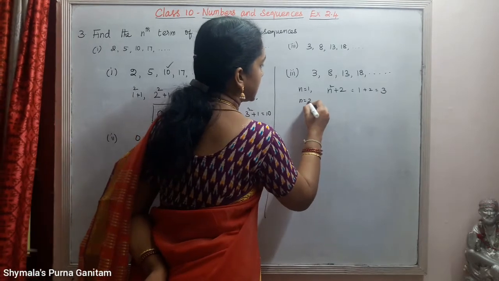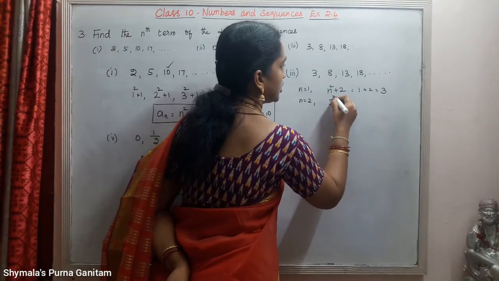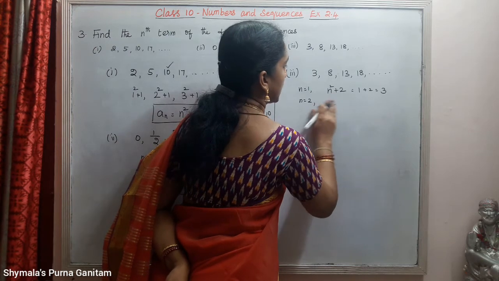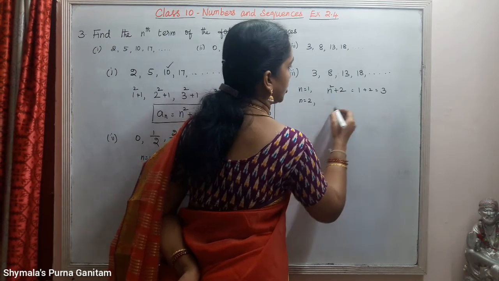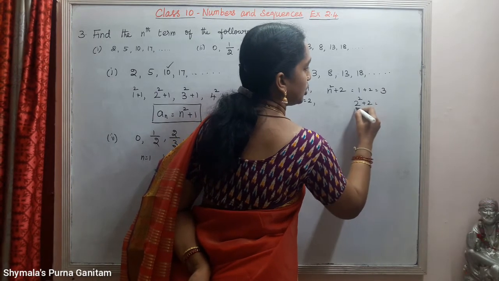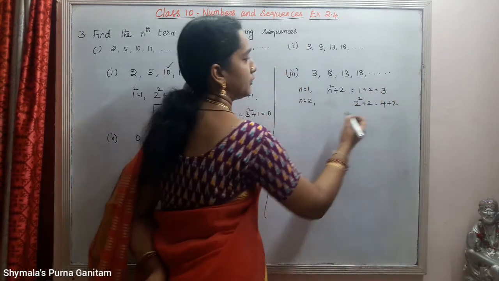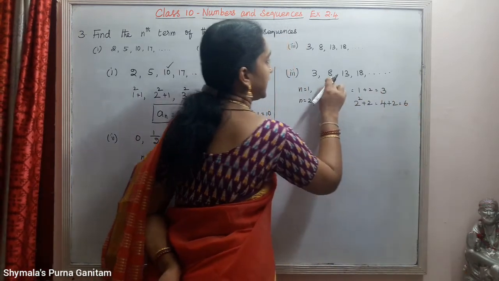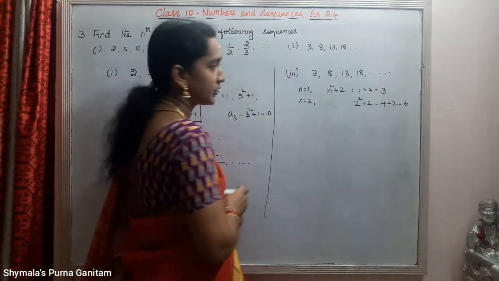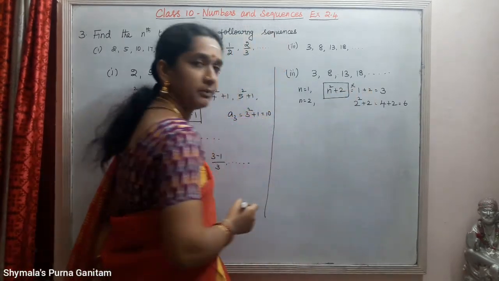If we take n is equal to 2, 2 squared, that is n squared plus 2. In this only we are substituting all these things. So 2 squared plus 2. 2 squared is 4, 4 plus 2 is only 6. But here we are having 8. So this n squared plus 2 is not possible.